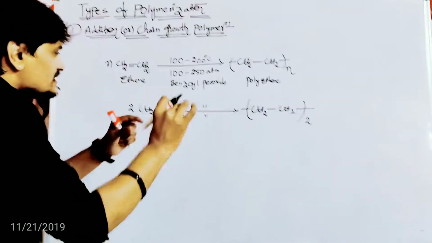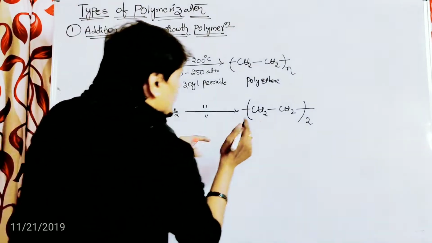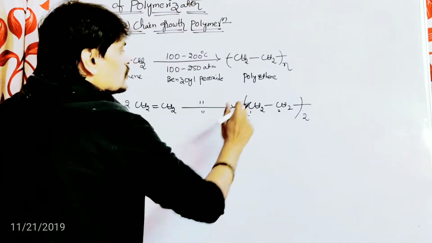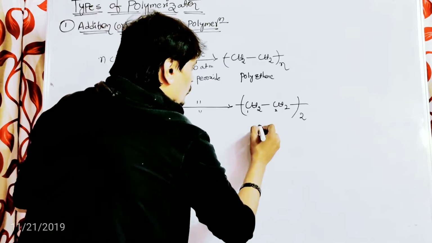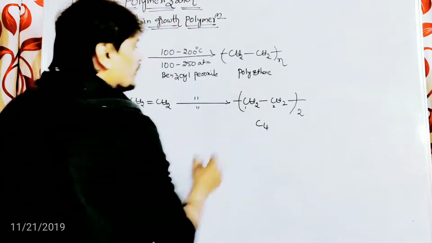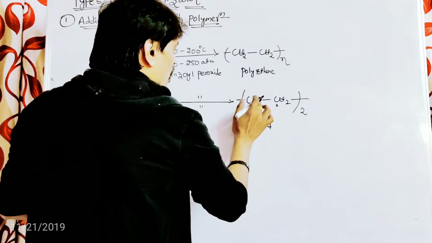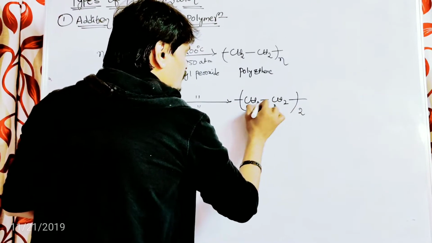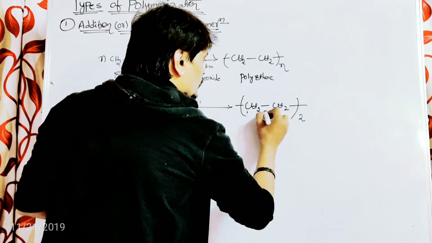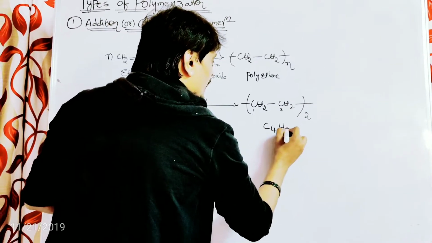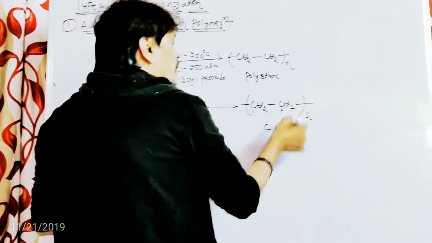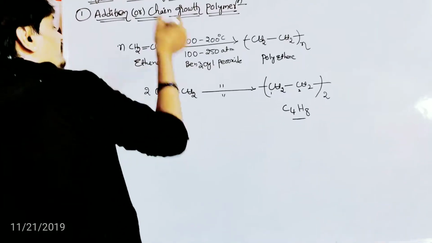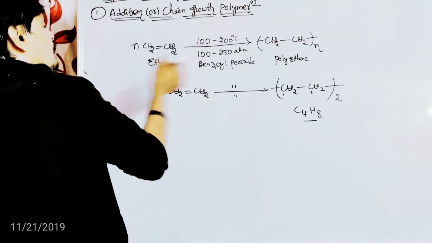Now, what is the meaning of it? How many carbons are there, students? 1, 2 carbons are there. So 2 into 2, 4. How many hydrogens are there? 2 plus 2, 4 hydrogens. 4 into 2, 8. Now this is the molecular weight of the polymer resulting from the combination of the 2 moles of ethene, which is the monomer.